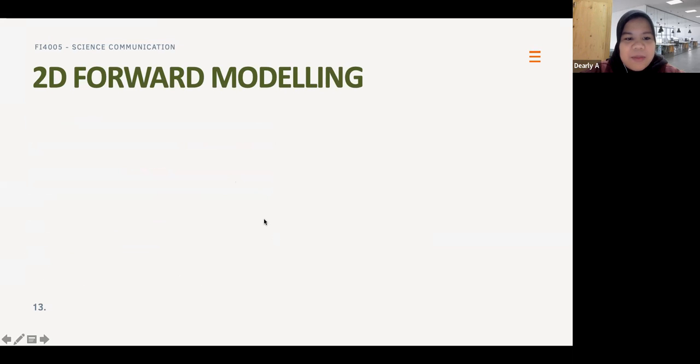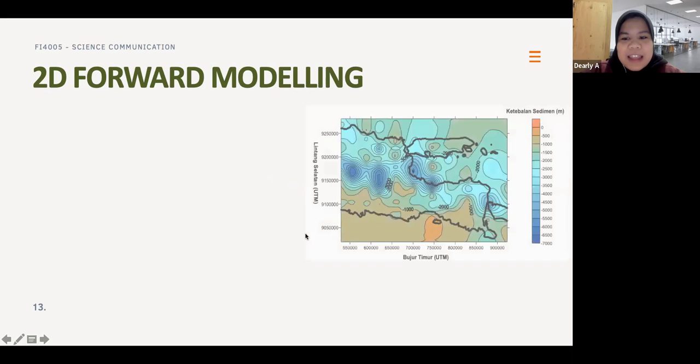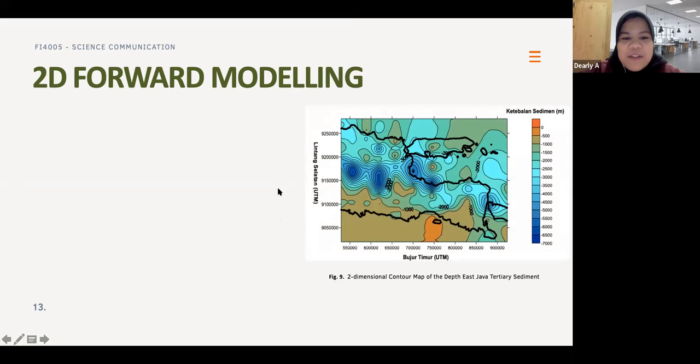According to the contour map shown in this slide, East Java has a tertiary sedimentary basin with a depth of more than 6,000 meters, with the basin axis located in the center of the island, which is believed to be a large hydrocarbon producer. At the blue color, dark blue.